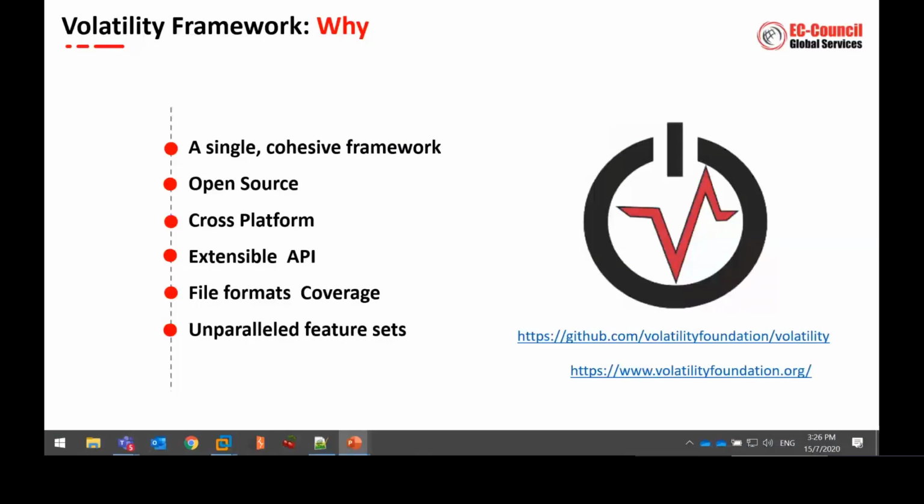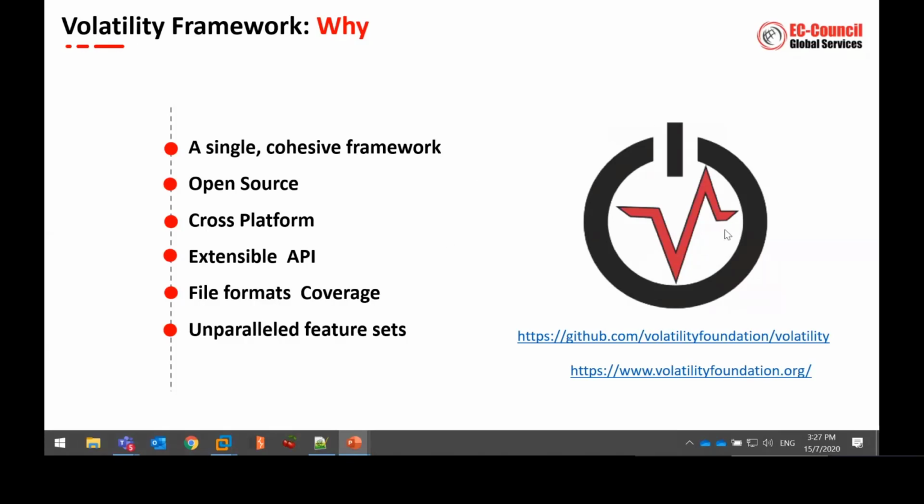The Volatility Framework is a single framework, it's open source, again free, and it's cross-platform. You can easily run it on your Mac, on your Windows, and on your Linux. It has an extensible API that can be easily merged in by your development team. It has very good file format coverage, and the best thing, it has unparalleled feature sets. It means that to run different commands there is minimal dependency amongst them. We can easily run them regardless of the order.